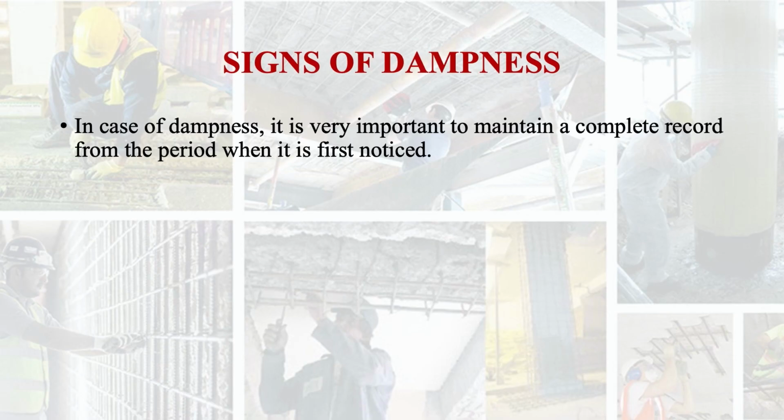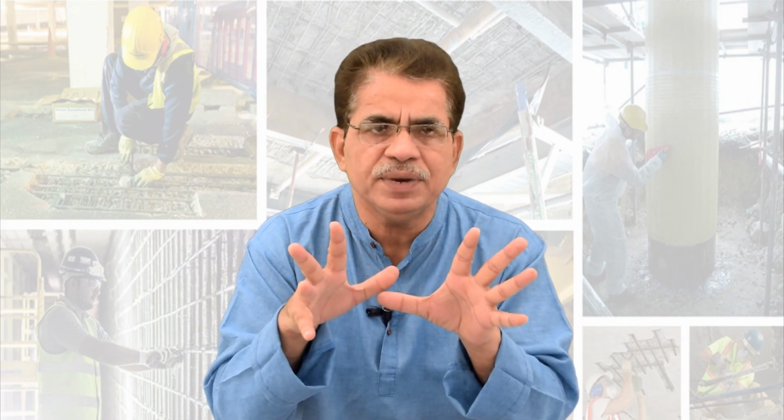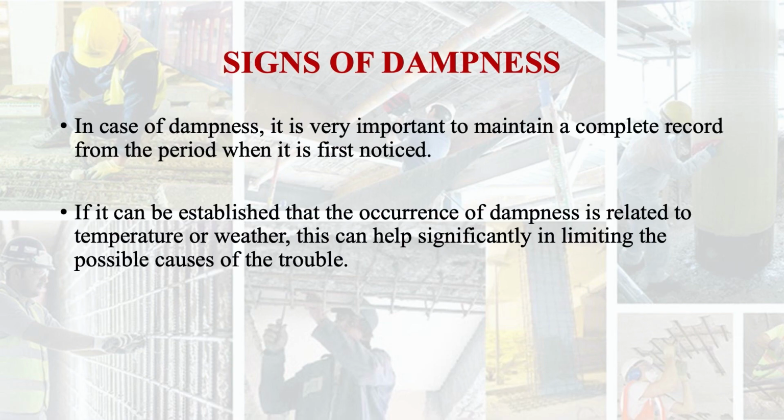Now, how do we know that there is dampness? So what are the signs of dampness? In case of dampness, it is very important to maintain a complete record from the period when it is first noticed. Whenever you notice that there is some dampness, have a complete record of it. If it can be established that the occurrence of dampness is related to temperature or weather, this can help significantly in limiting the possible causes of the trouble.